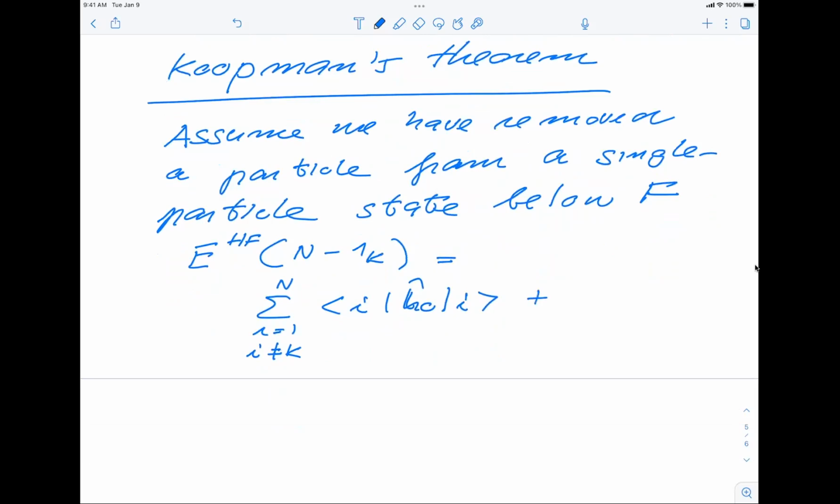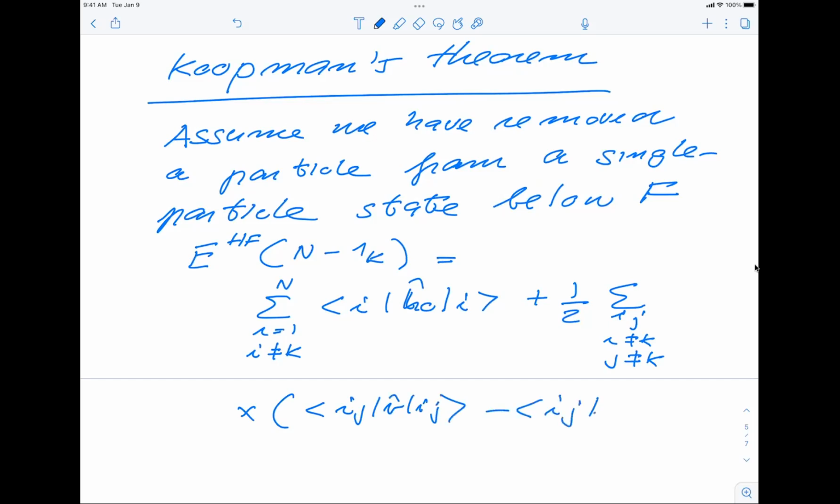And then we have plus 1/2. And then we have the sum over I and j. And we have I different from k and j different from k, obviously, multiplied with, and then we have the matrix elements ij, v, ij. And if we don't want to use this anti-symmetrized sign, we can write it fully out in terms of the exchange and the direct term.